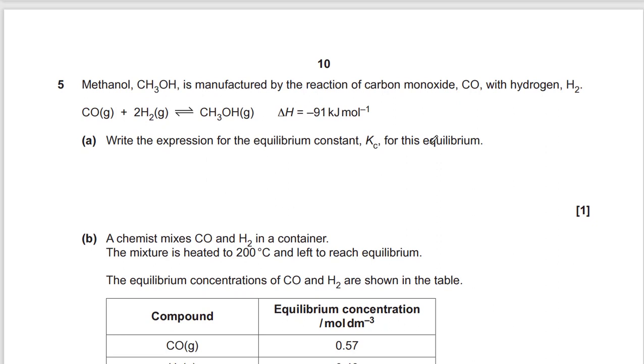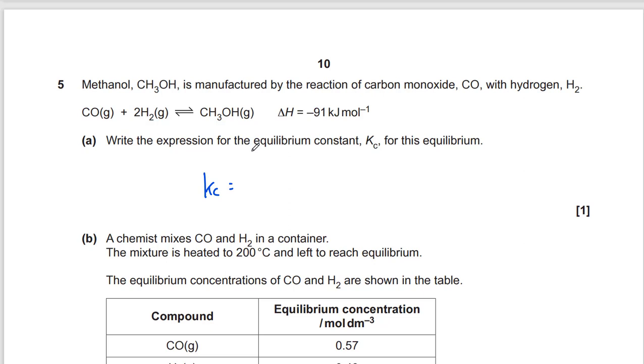Methanol, okay, manufactured by carbon monoxide and hydrogen. They give you the equation, they give you delta H, and they want you to tell them the equilibrium constant for the reaction. So the equilibrium constant, of course, Kc. Okay, when you write the expression, just include the actual letters. Okay, so if it says write an expression, don't put the numbers in. Okay, even though the numbers are further down, don't put the numbers in. Okay, just put the square brackets and the actual species.